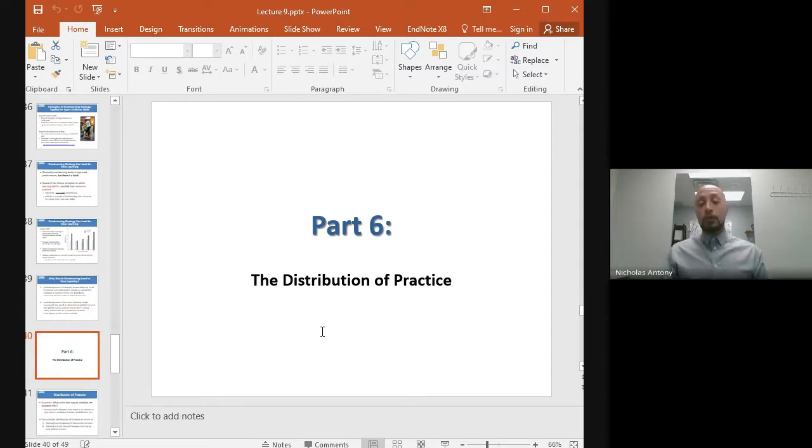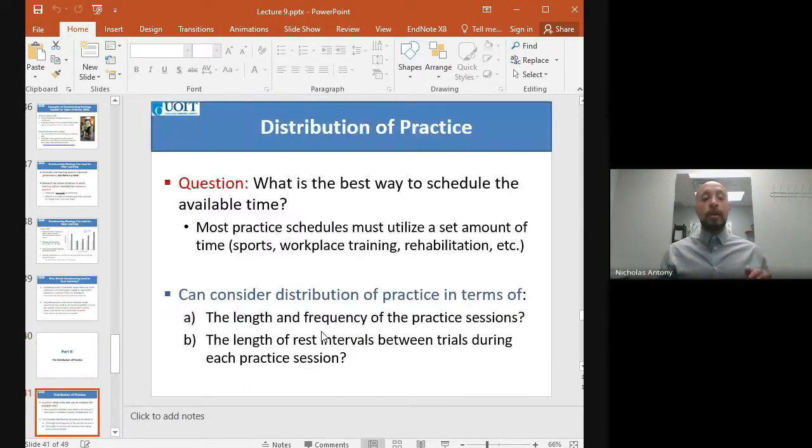Okay, so now let's talk about how you want to distribute your practices. Basically the concept of how to distribute your practices is whether or not you want to work with massed versus distributed practices. So what's the best way to schedule the available time, right? If you have 10 hours to practice, is it better to do it in one 10-hour block or 10 one-hour blocks? You want to consider in terms of practice, distributing practice in terms of the length and frequency of each session, and then also the rest intervals between trials.